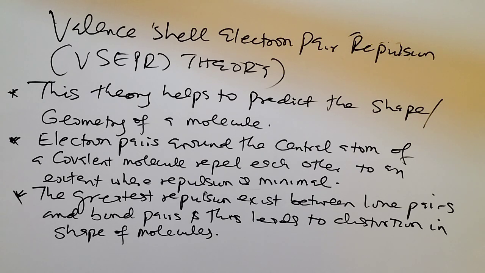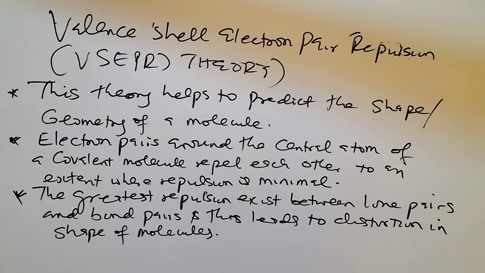Then number 2, electron pairs around the central atom, which could be lone pairs and bond pairs, or could be only bond pairs. The electron pairs around the central atom of a covalent molecule repel each other to an extent where repulsion is minimal. So the electrons surrounding the central atom repel themselves to the point where repulsion becomes minimal. Then number 3, the greatest repulsion exists between lone pairs and bond pairs.